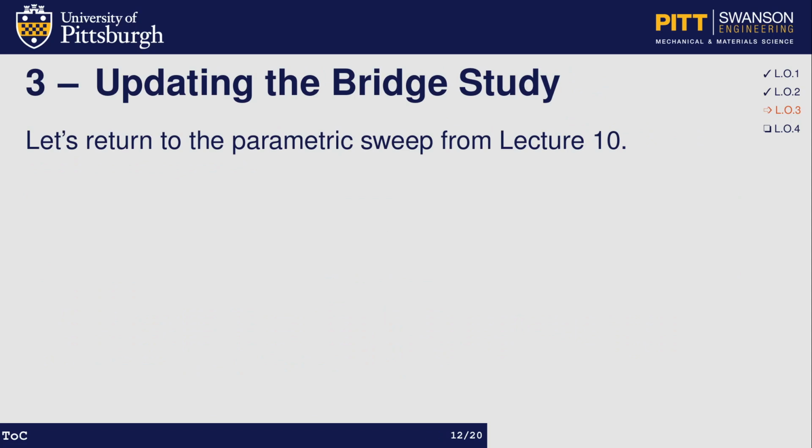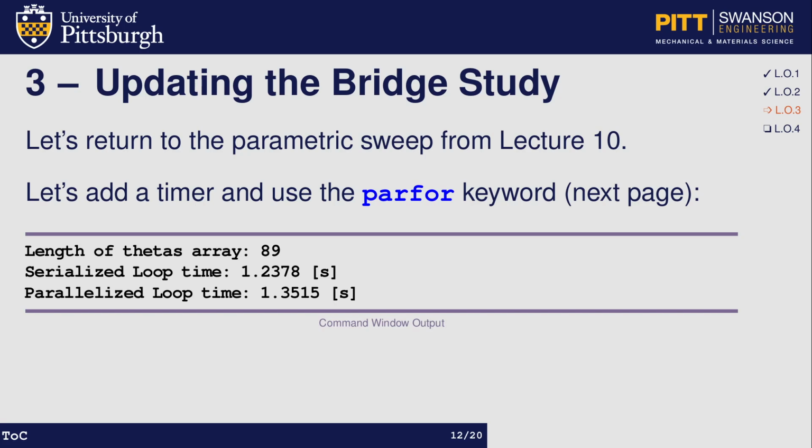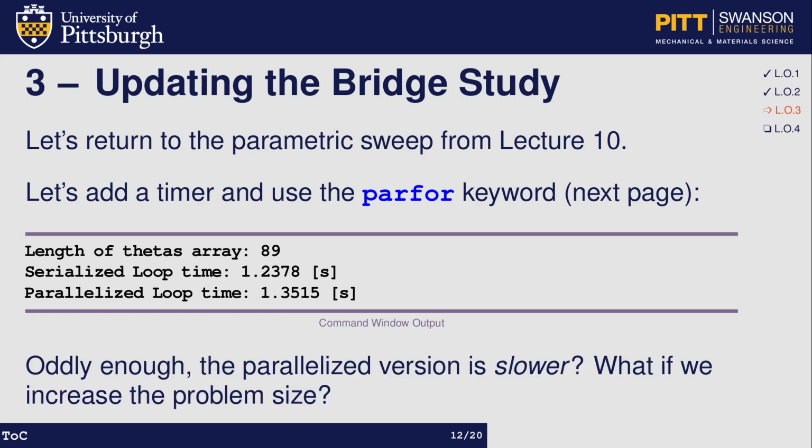Now, to put these things together, let's return back to the parametric sweep from Lecture 10, where we studied the Warren truss. We'll add a timer, and we'll use the par_for keyword, the code for which is on the next page, in order to study these things. So we end up with the following output, where the length of the thetas array is 89, and our serialized loop time is 1.2378 seconds, but our parallelized loop time is actually 1.3515 seconds. It's slower than the serialized time. What happens if we increase the problem size?